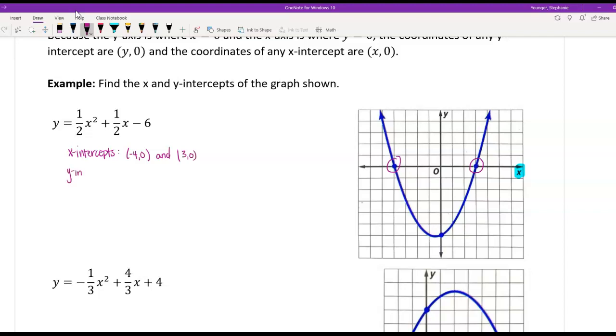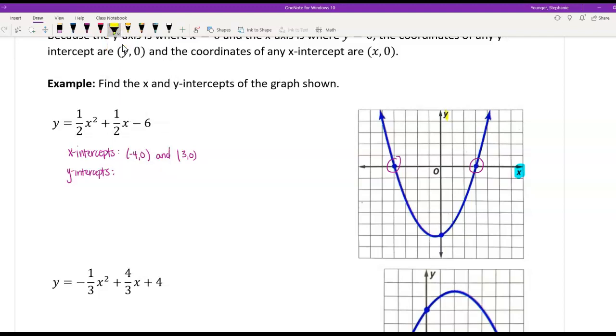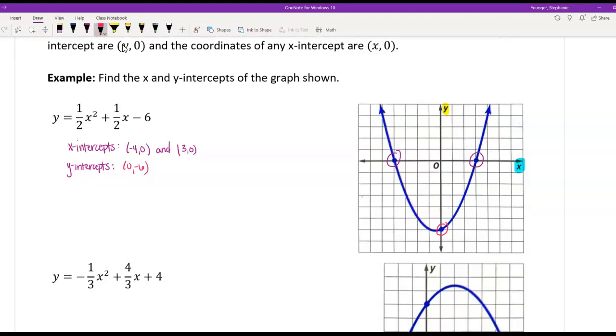Then we have our y-intercepts. That is the vertical dark line. So looking on this y-axis, we do have another point that crosses the y-axis. And this is 1, 2, 3, 4, 5, 6, (0, -6). And those are how you identify intercepts from a graph.